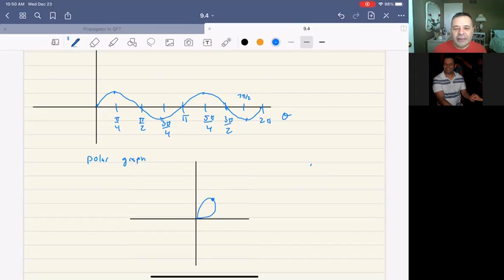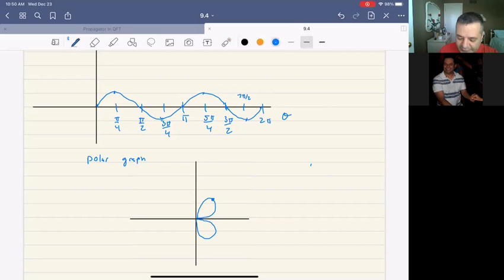Okay. Now, what's going to happen from pi over 2 to pi? Pi over 2 is here, pi is here, but look, between those angles, my r value is negative. So that means I'm going to be in the 4th quadrant. Oh man, that means I'm going to have a loop over here. Actually, I think it's really cool. I'm not frustrated by that at all.